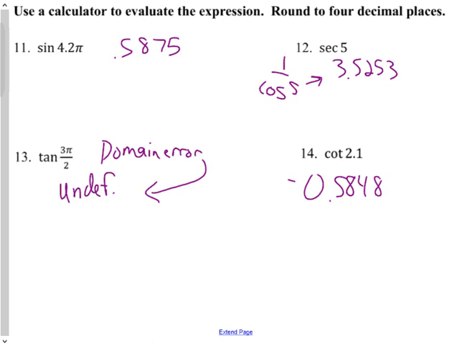And there's our answers. The first was a domain error. You were trying to divide by 0 with 3 pi/2. So x is 0, y is -1, and -1 divided by 0 is undefined. And then the next one, -0.5848. That wraps up this lesson. Don't forget to practice that unit circle chart.